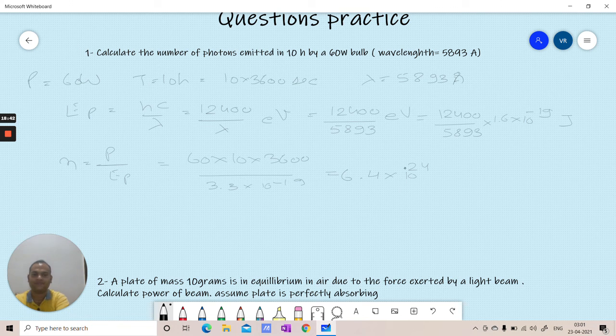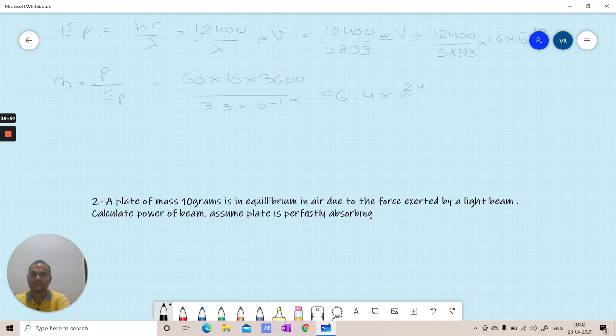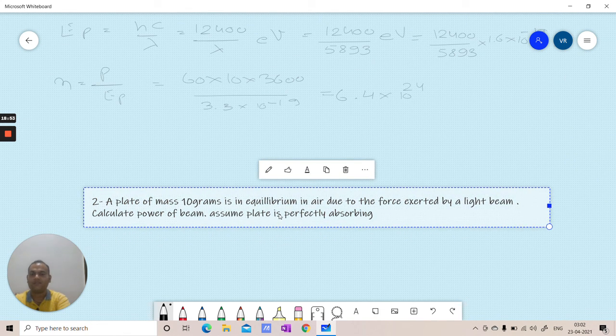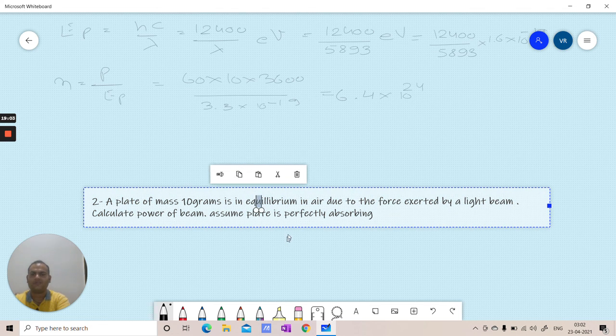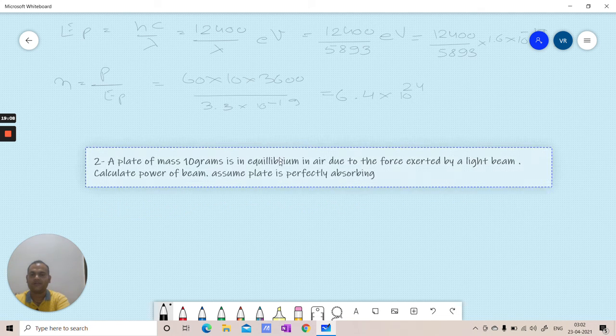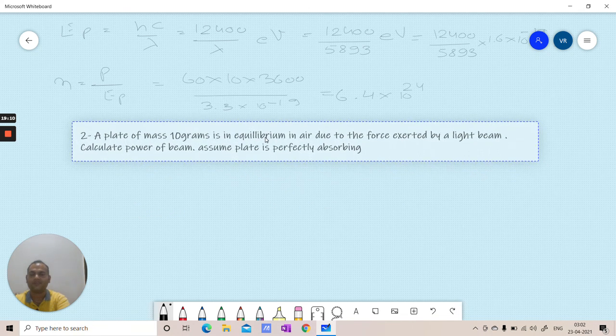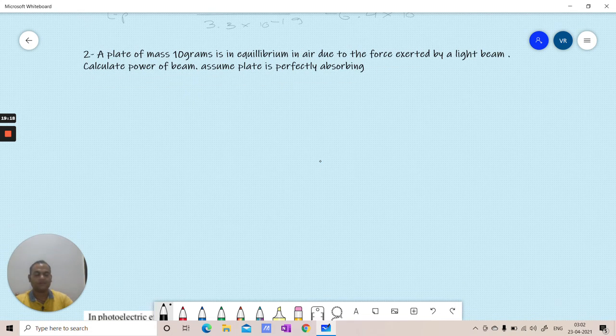Next, a plate of mass 10 grams is in equilibrium in air due to the force exerted by the light beam. Calculate the power of the beam. Assume the plate is perfectly absorbing. Great. So this entire mass of the plate is being balanced by what? It is being balanced by the radiation force.